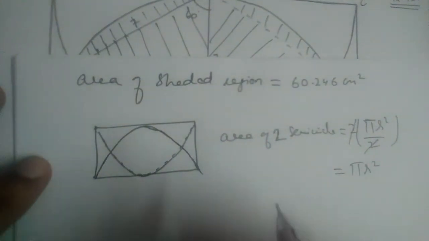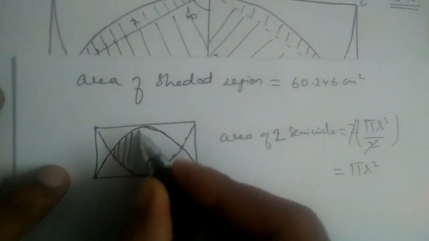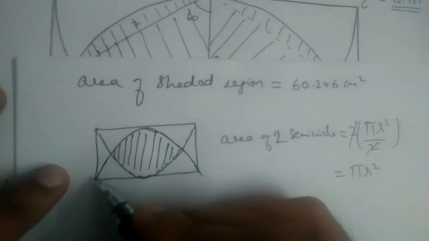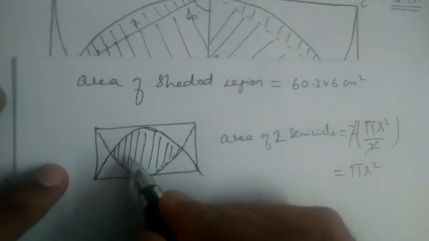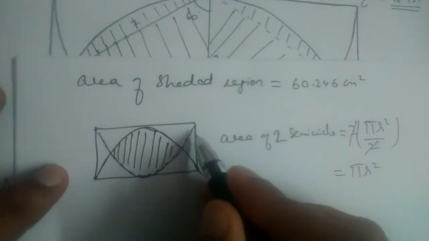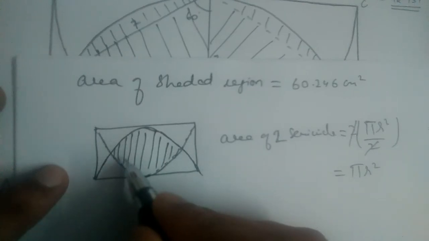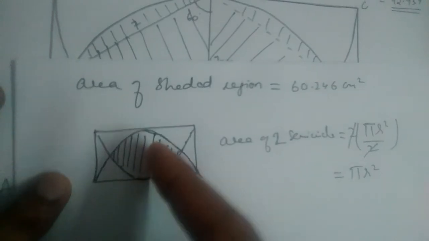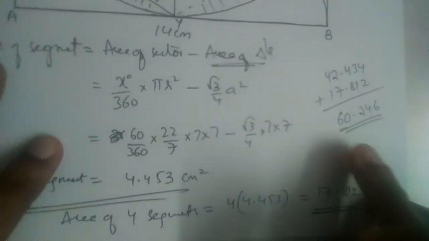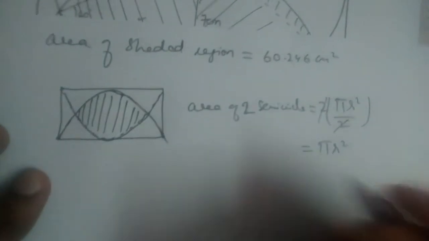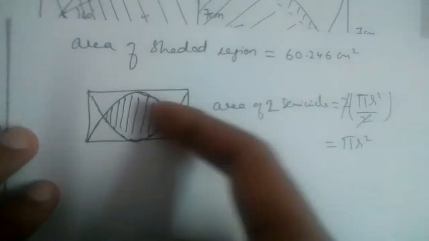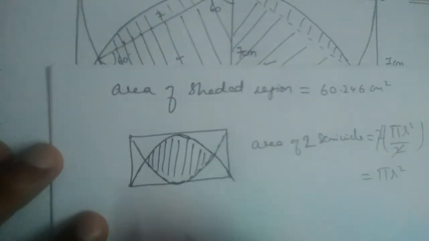But there is one issue here. We have considered this shaded region twice. When we were finding the area of one semicircle, this appeared once, and when we found the area of another semicircle, this appeared once again. So this shaded region has come twice, and we need to subtract it. We just found this shaded region. It was equal to 60.246, right? So we should subtract this if we want to find the area enclosed by the semicircles.